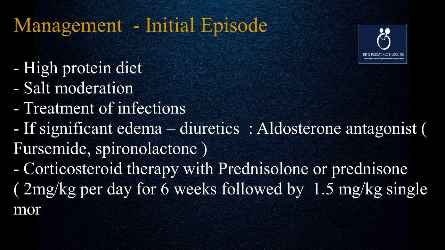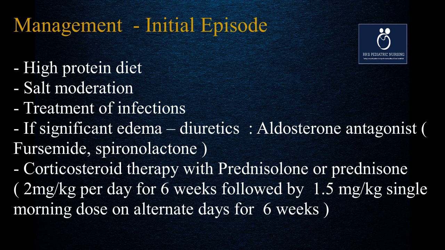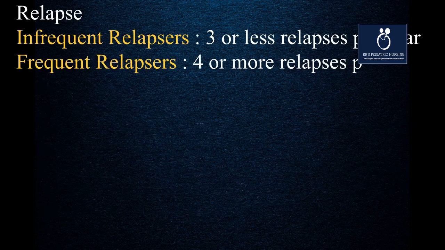Management. Initial episode. High protein diet. Salt moderation. Treatment of infections. If significant edema, diuretics, aldosterone antagonist: furosemide, spironolactone. Corticosteroid therapy with prednisolone or prednisone, 2 mg per kg per day for 6 weeks, followed by 1.5 mg per kg single morning dose on alternate days for 6 weeks. Relapse.